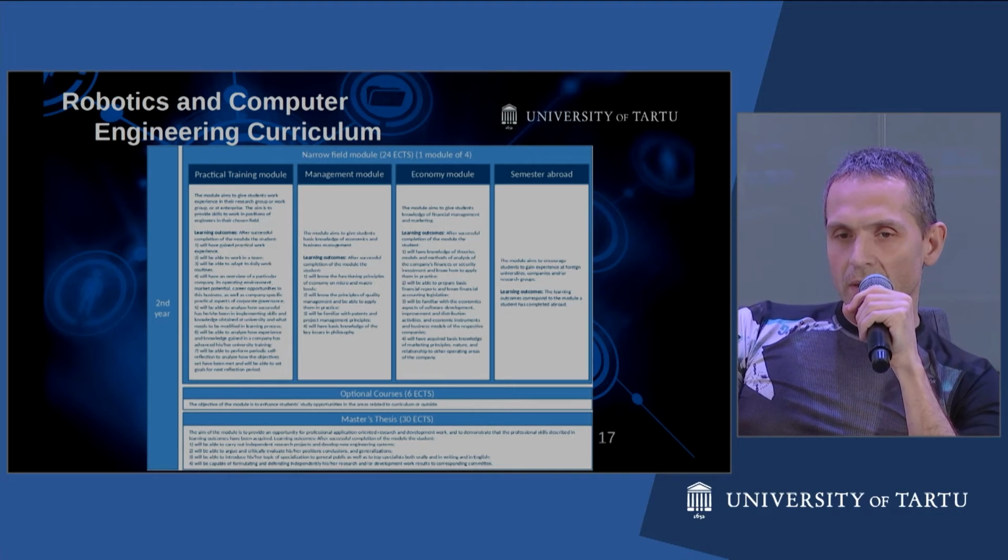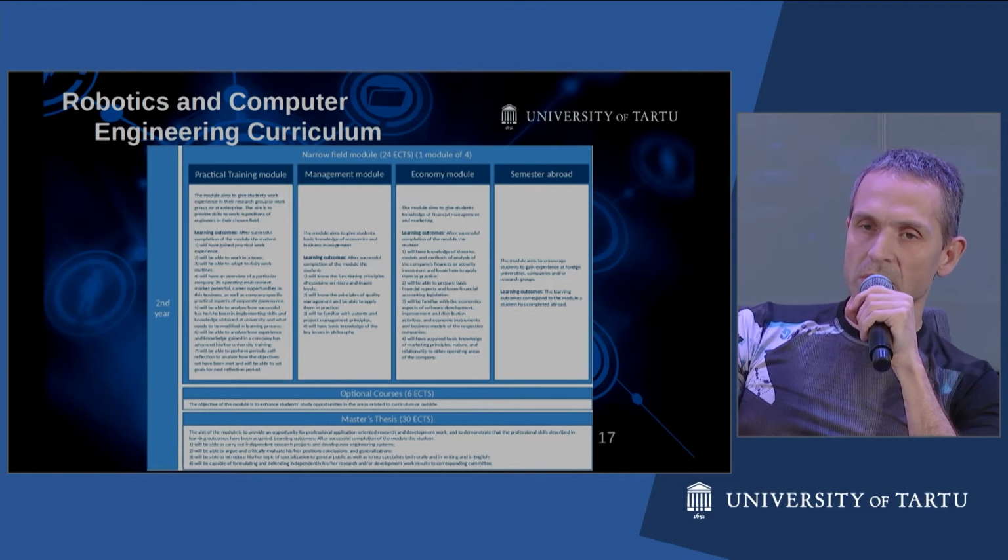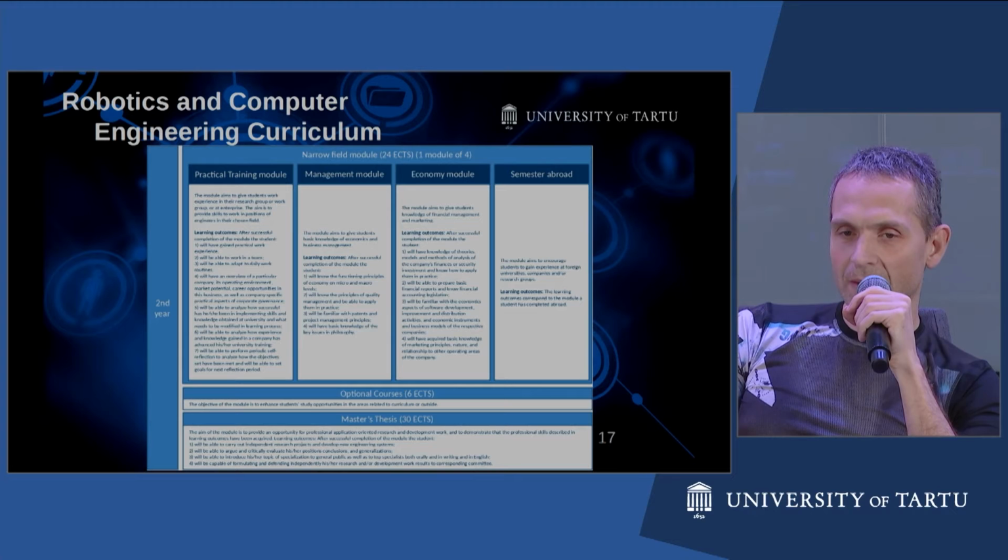Then optional courses follow, and among the optional courses you can take any course in the university you'd like. No one can tell you what you can take and what you can't. And the final part is the master's thesis, 30 credits. And basically that's it with the structure.